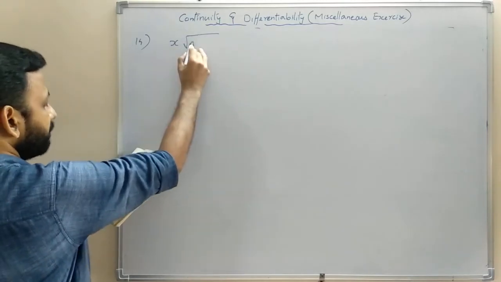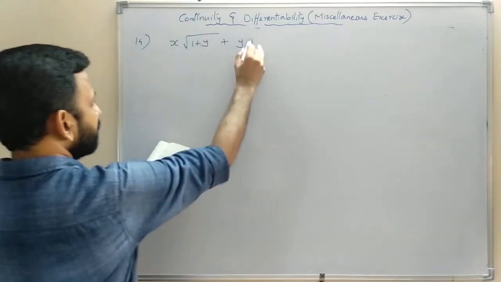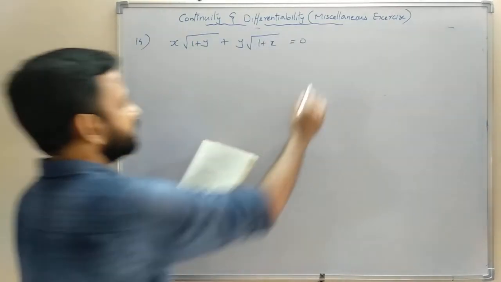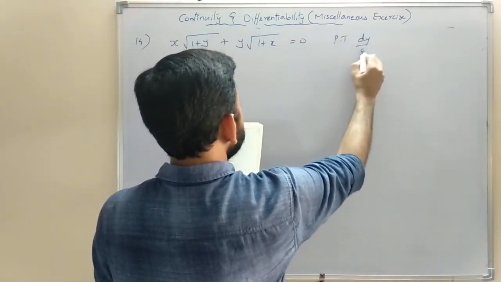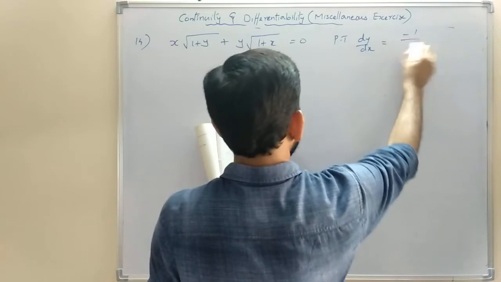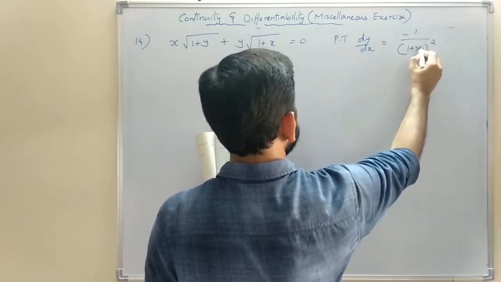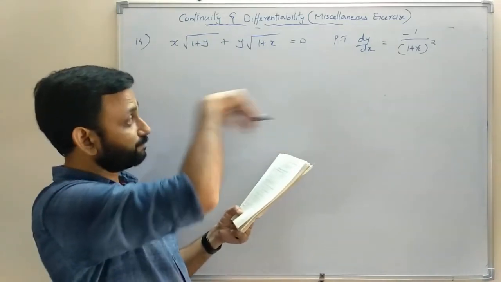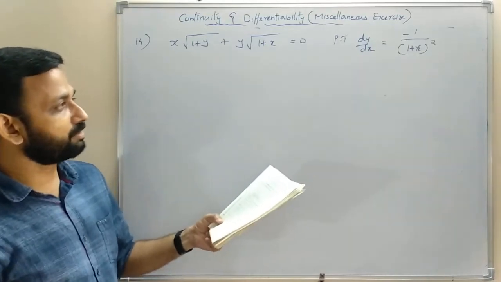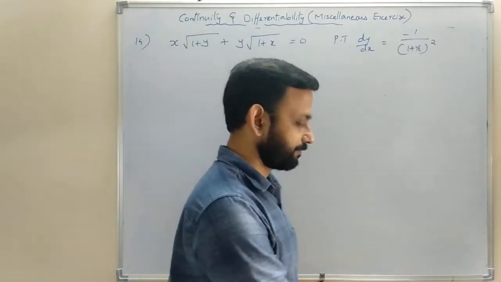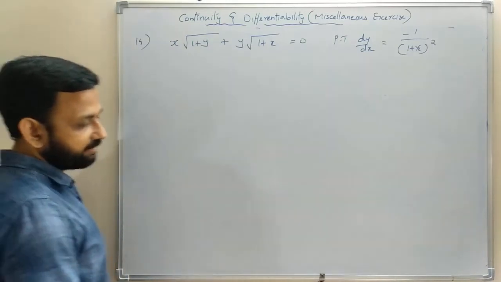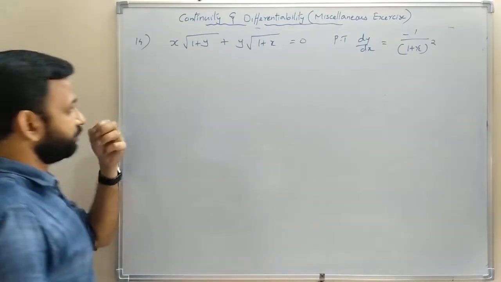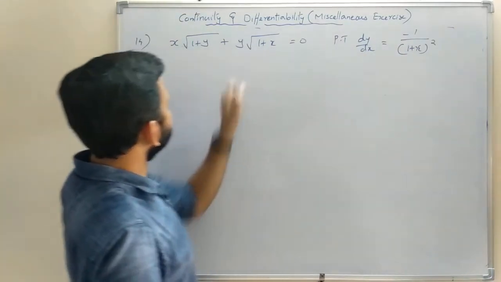X into under root 1 plus y into under root 1 plus x equal to 0. Prove that dy by dx equal to minus 1 upon 1 plus x the whole square. X into under root 1 plus y into under root 1 plus x is equal to 0. Prove that dy by dx is equal to minus 1 upon 1 plus x the whole square. So here dy by dx, that is independent of y. So we don't have y there, but here we have y.